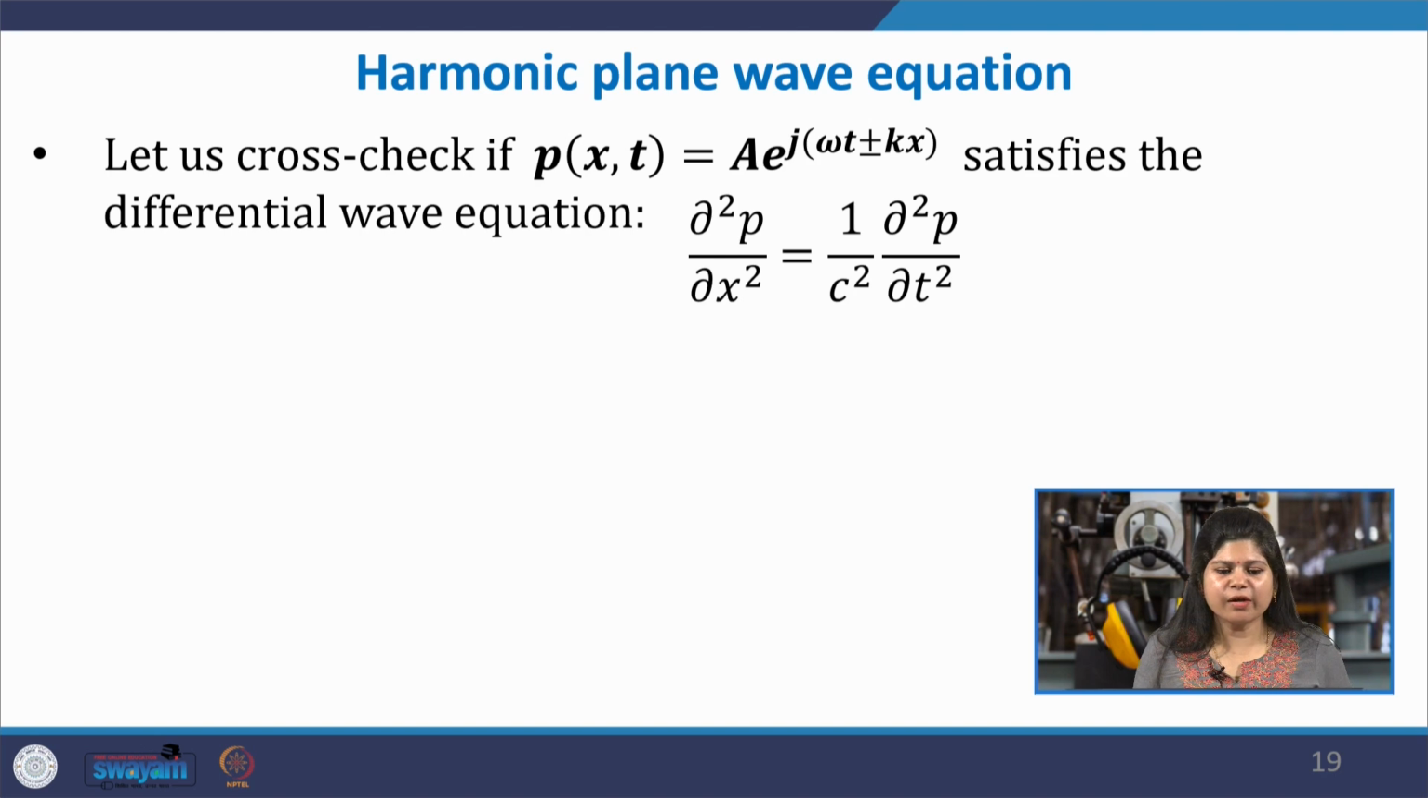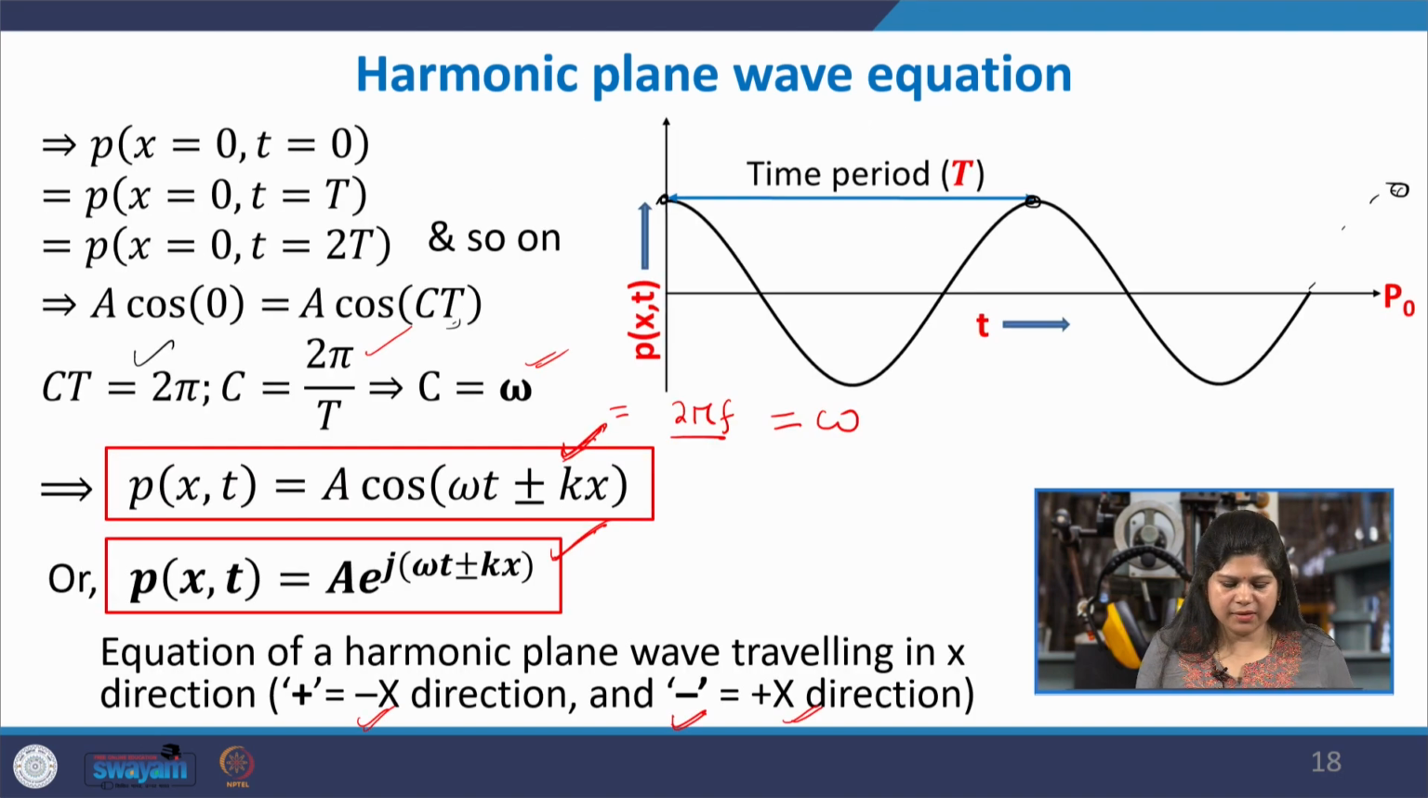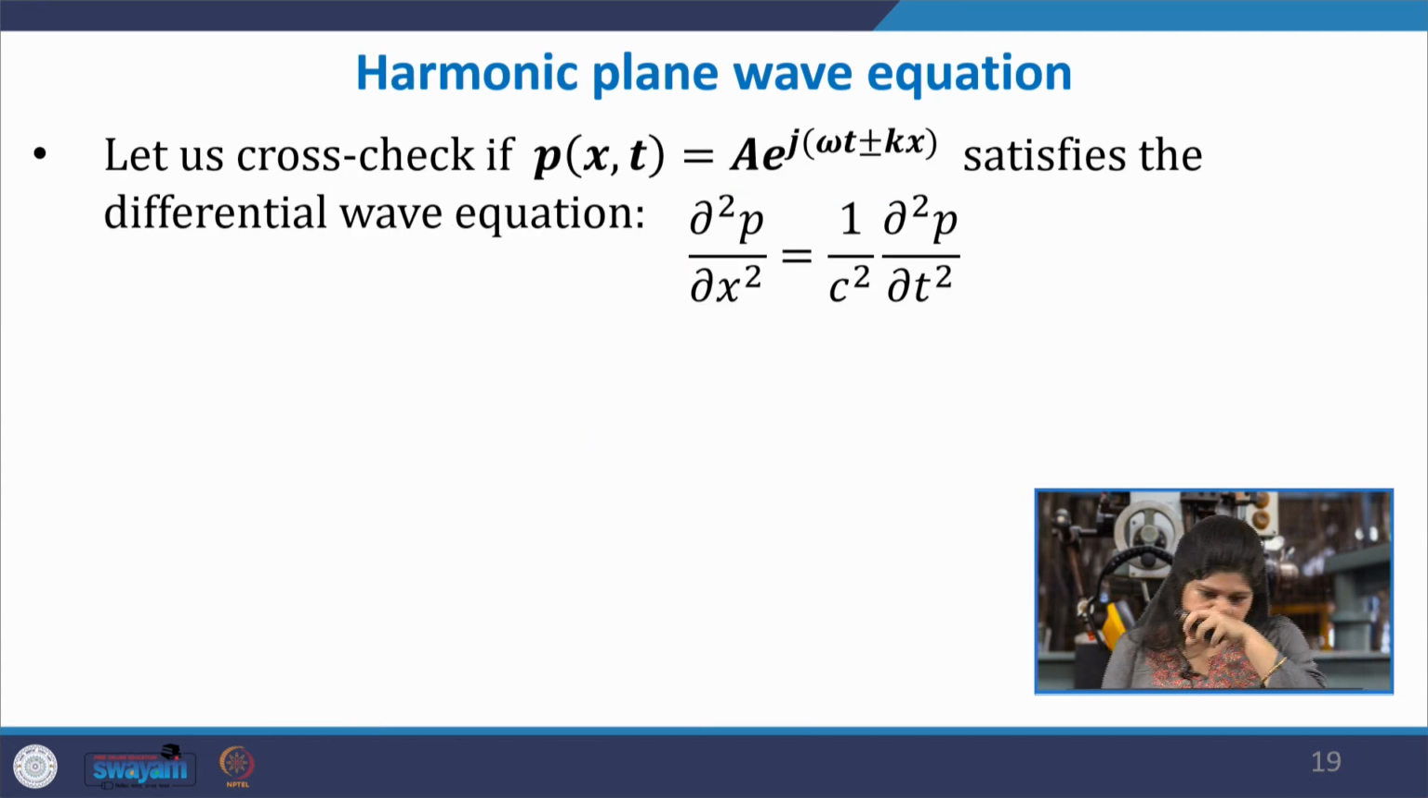Now, let us quickly cross-check whether this satisfies the particular solution that we are now assuming. We have found the A cos solution, and now we are converting it into the exponential format. Can it satisfy this? Let us have a look.